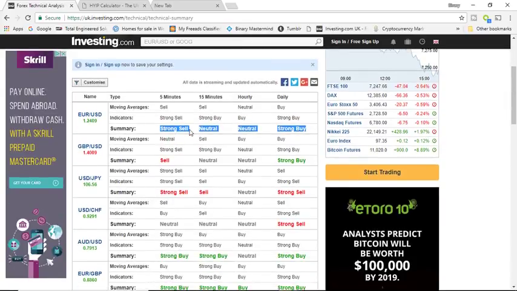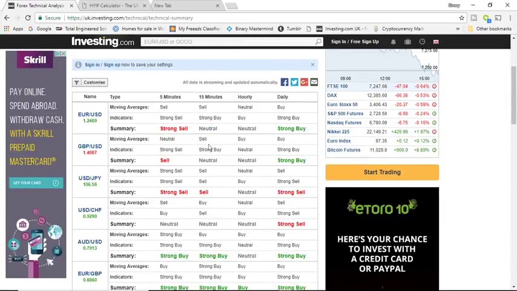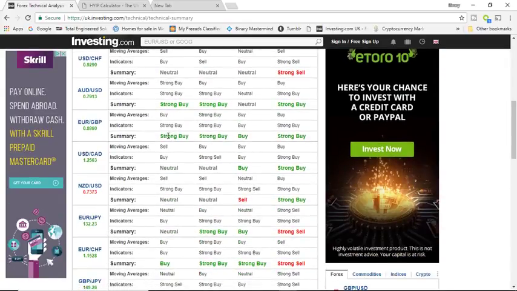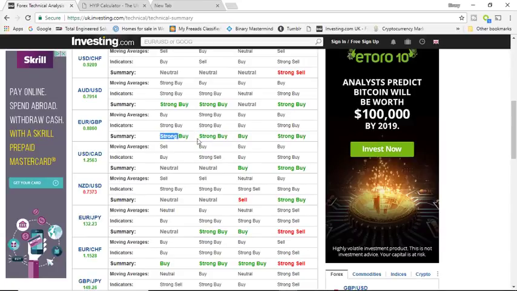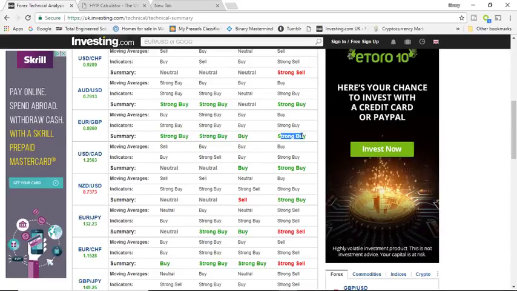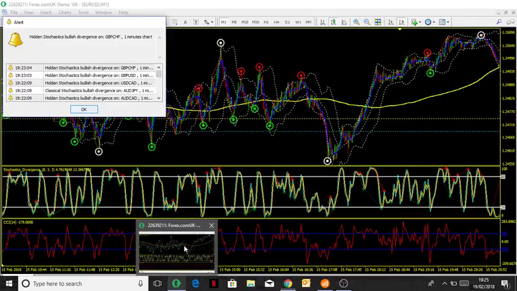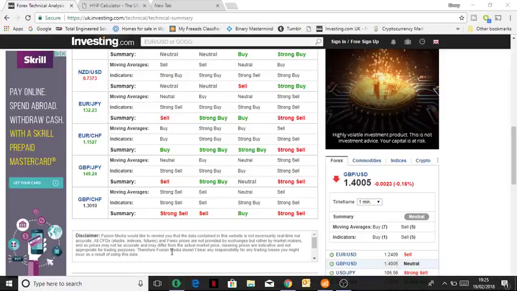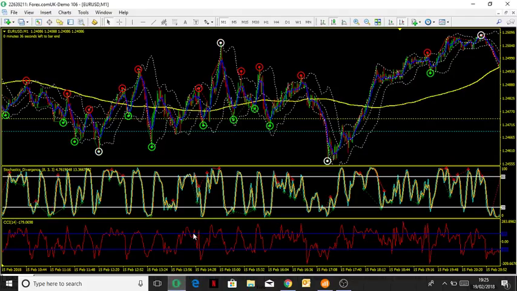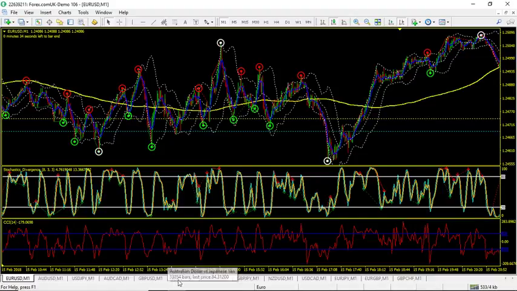Now this one is sell, neutral, neutral, buy. I don't want to be trading there. This one here is buy, strong buy, buy, strong buy. This is something I would like to take. This is something I'm looking for up. So what I'll do is I'll go back onto my MT4 charts. I'll go onto that pair, which is Euro GBP right here.